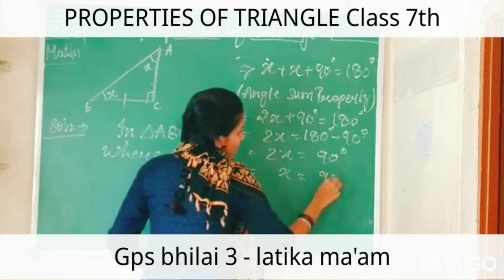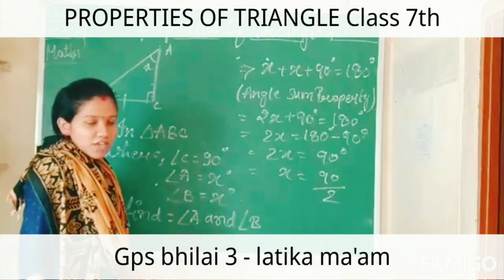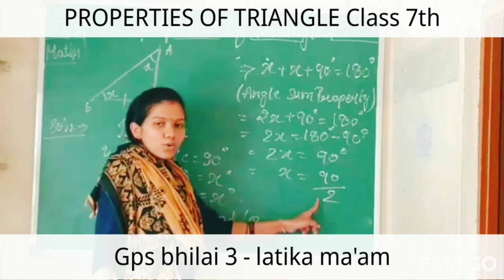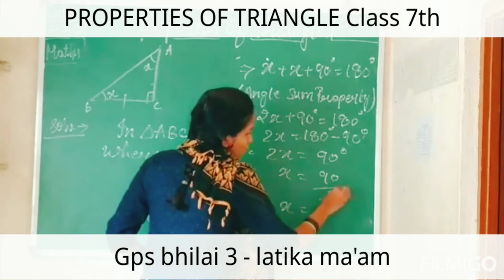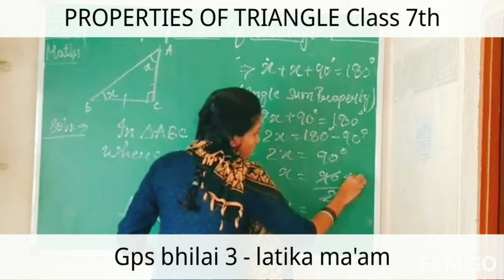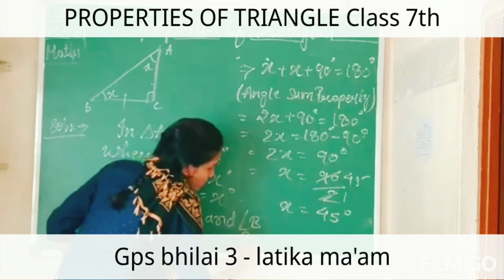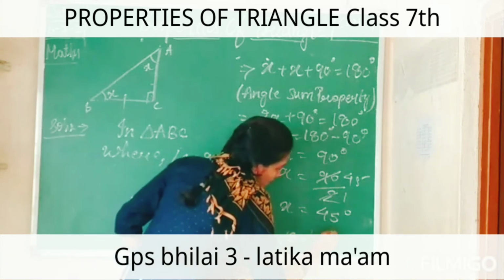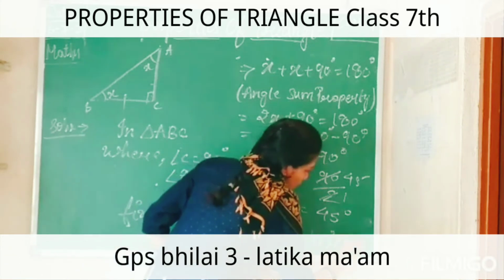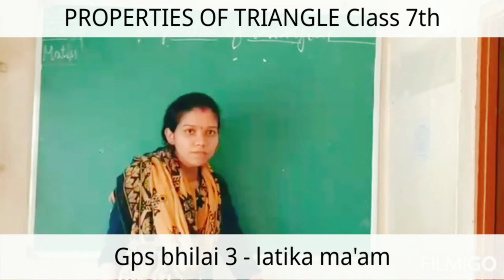x is equal to 90 degrees divided by 2, because 2 is here multiplication, that is why 2 goes to the other side as division. x is equal to, 2 ones are 2, 2 fours are 8, 2 fives are 10, 45 degrees. Answer: angle A is equal to 45 degrees and angle B is equal to 45 degrees, because both have opposite sides equal.